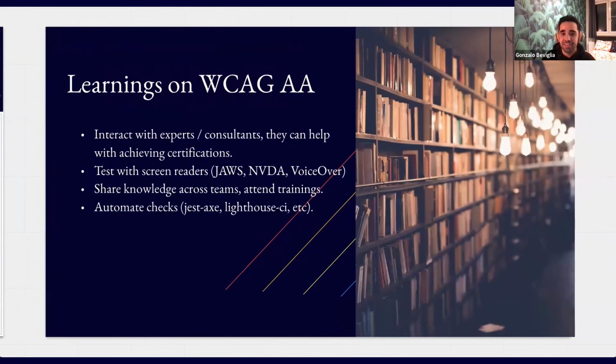And yeah, last but not least, I want to share some learnings we found during our own process in making most parts of settings accessible. First of all, it was very important for us to work with experts of the field. We worked with external consultants that have a lot of experience helping other organizations achieve accessibility certifications.